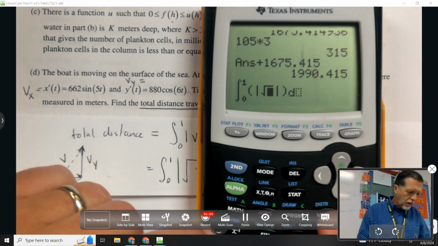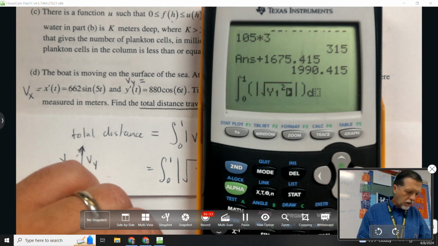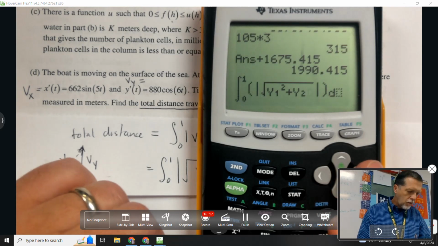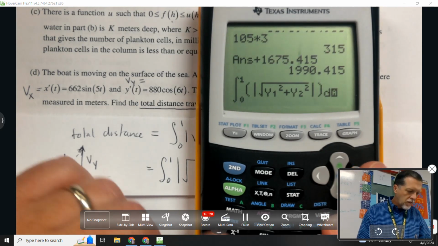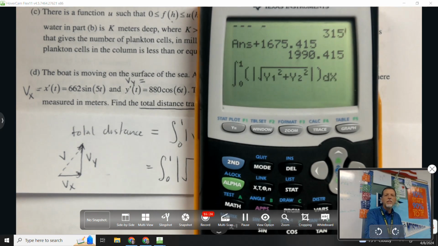Square root of y1 squared plus y2 squared dx. I wonder how long it's going to take the calculator to calculate that. That just seems like a lot to have to do. Two derivatives, square them, add them, square root them.